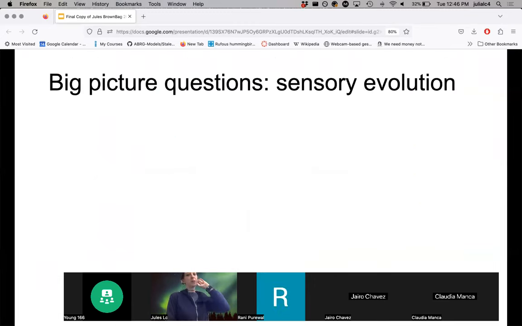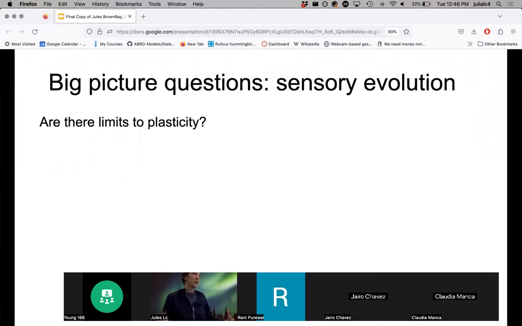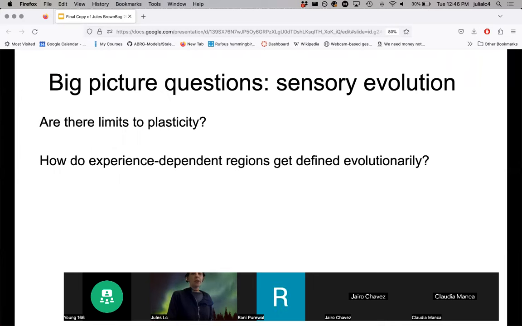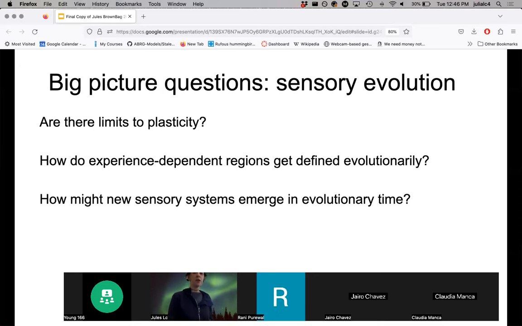So the big picture questions that we're asking about sensory evolution are: are there limits to plasticity? So are there limits to what you can learn to do? My favorite example of this is that humans can echolocate, and there are a number of blind echolocating experts, but if you're a sighted person, it's harder to learn how to echolocate. So is there some kind of limit to what you're able to learn to sense? How do experience-dependent regions get defined evolutionarily? So how does this underlying genetic propensity to echolocate, for example, get defined by evolution?